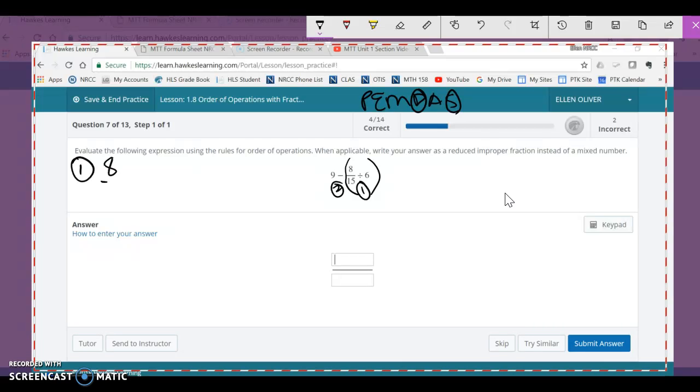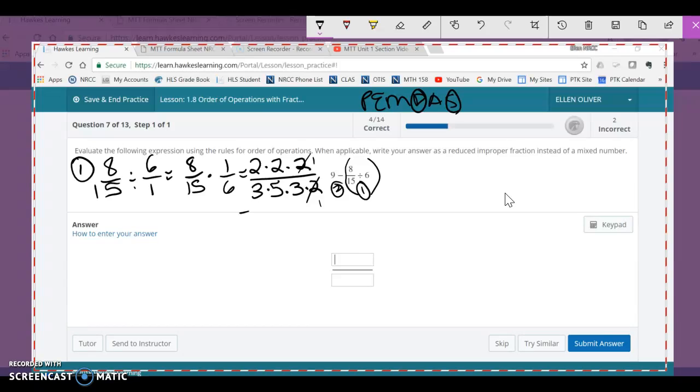So 8/15 divided by 6 over 1 is 8/15 times 1 over 6. Factor. 2 times 2 times 2 is 8. 15 is 3 times 5. 6 is 3 times 2. A pair of 2's is all that will cancel. So that's going to give us 4 over 45, right? 3 times 3 is 9, times 5 is 45. Okay, that's number 1. Number 2 is subtract that from 9.